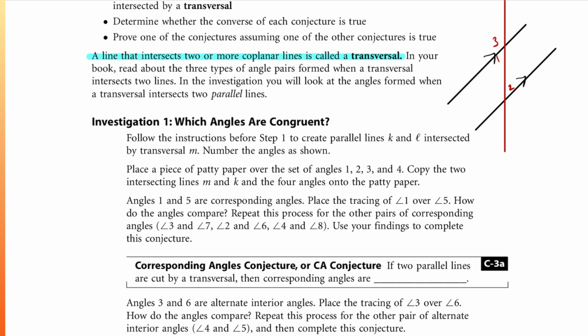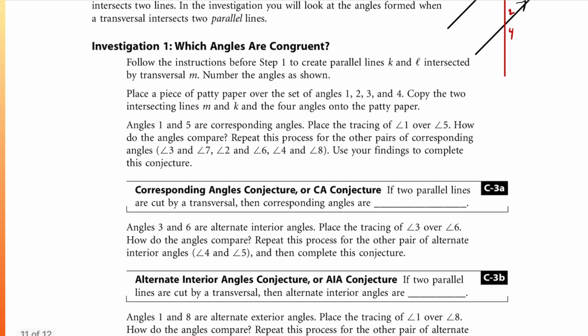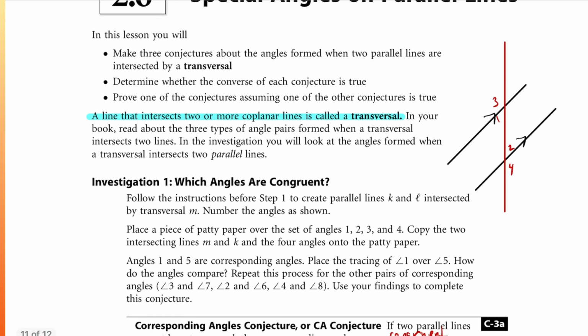All right, so let's go down here. Corresponding angles: if two parallel lines are cut by a transversal, the corresponding angles are congruent. All right, so let's take a look at some other definitions. Alternate interior angles: if two parallel lines are cut by a transversal, then alternate interior angles are congruent as well.